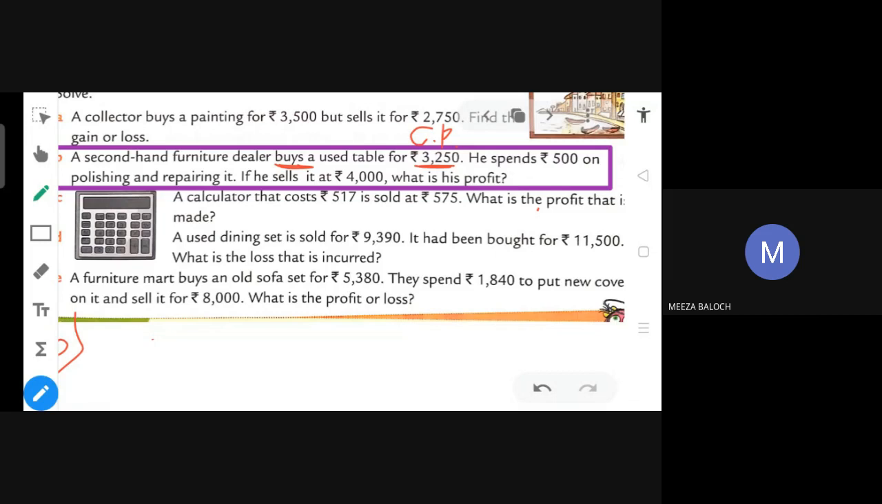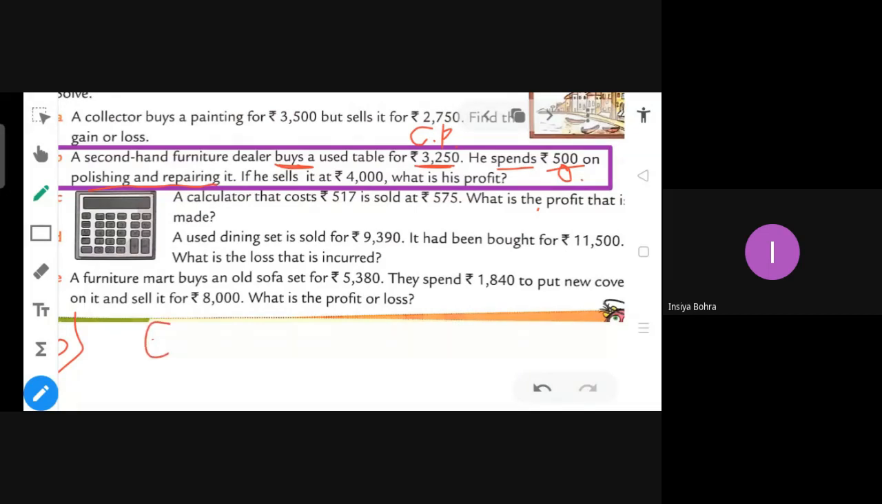So the next sentence is that he spends 500 on repairing and polishing. It means after buying the table, because that table was bought from someone else, obviously it is damaged maybe, right? It's not new. So now that dealer is spending 500 on polishing and repairing, like an extra expense. I have already told you, what do we call that extra expense in math language? Overhead. Yes, overhead. So this 500 is overhead.